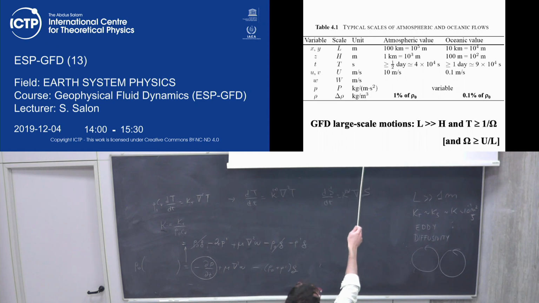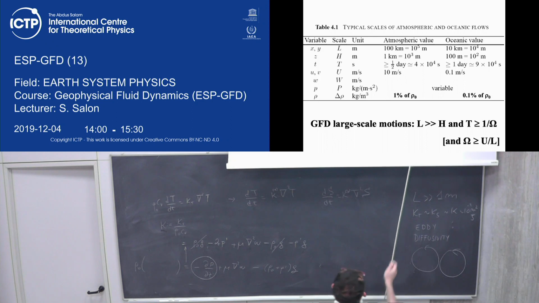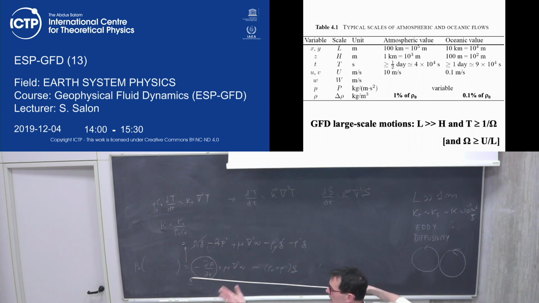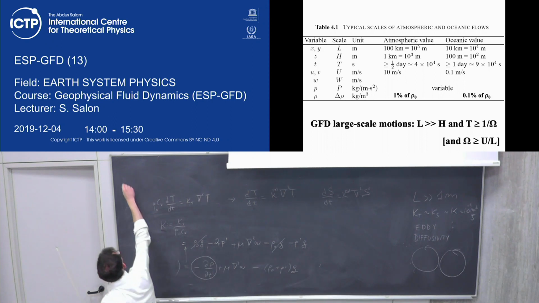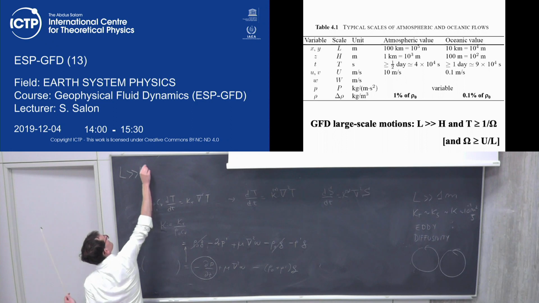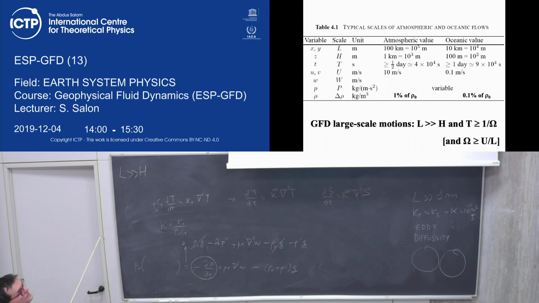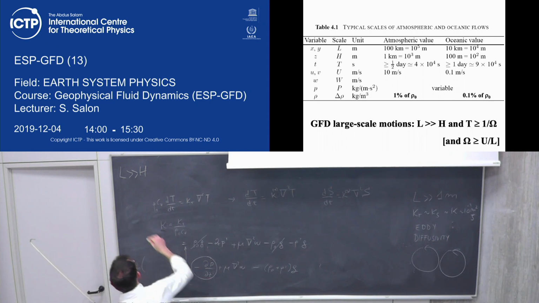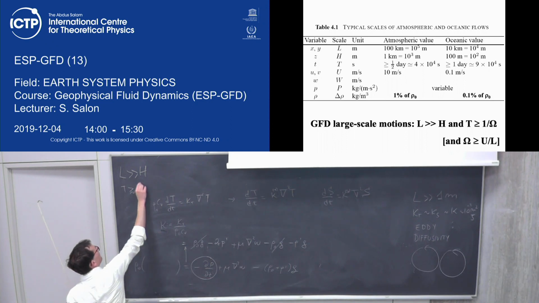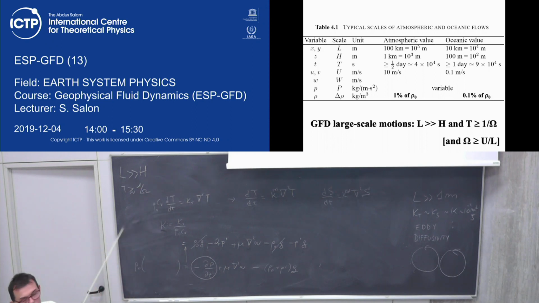So what about the vertical scale? The vertical scale is 1 kilometer for the atmosphere, 100 meters for the ocean. You see there is, let's say, 1 order of magnitude between atmosphere and ocean, and 2 orders of magnitude between the horizontal and the vertical scale. So this is the first thing that we must consider, the fact that, as we anticipated before, GFD is interested in large scale motion with L much larger than H, and we consider time scales larger or of the order of 1 over omega, which is 24 hours.